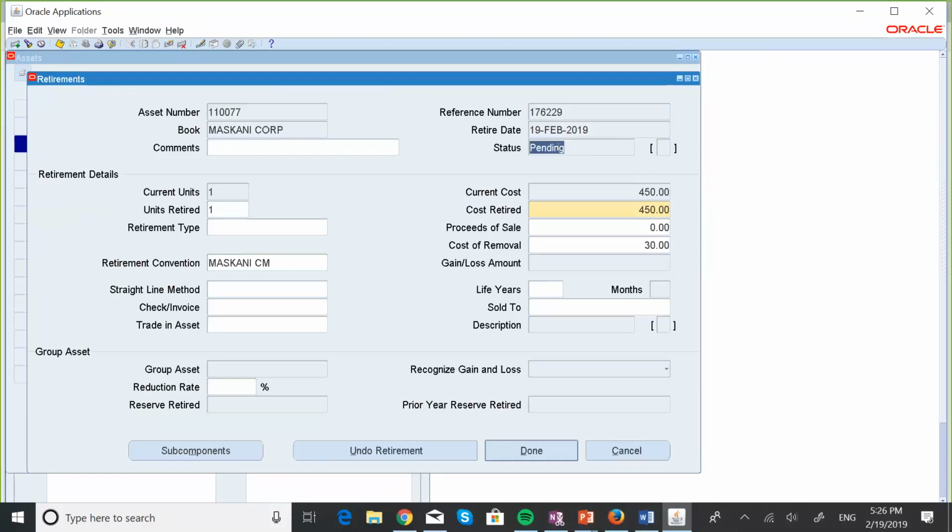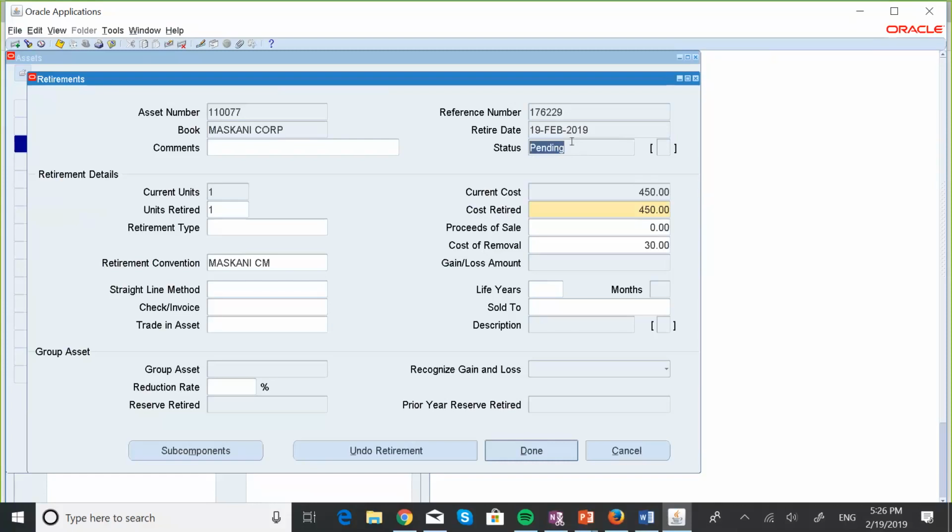And the gains and loss program will calculate the gains and losses associated with retirement. Where do these gains and losses come from? Proceeds of sale, cost of removal, net book value loss, okay? So once that program has been run and the gains and losses have been calculated, then this will go to complete. All right.